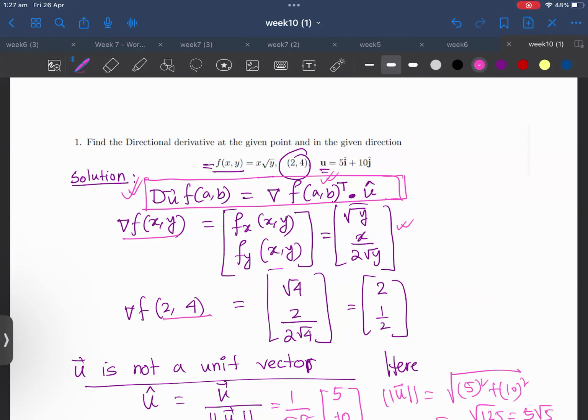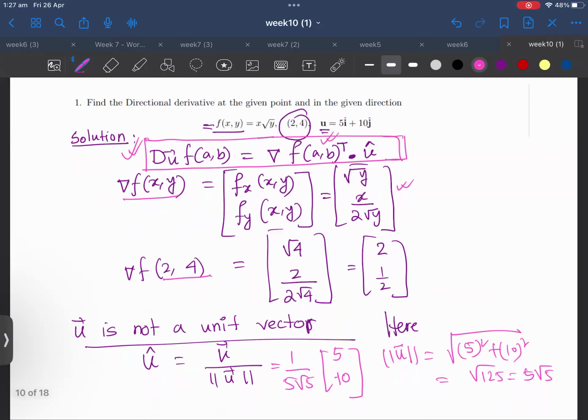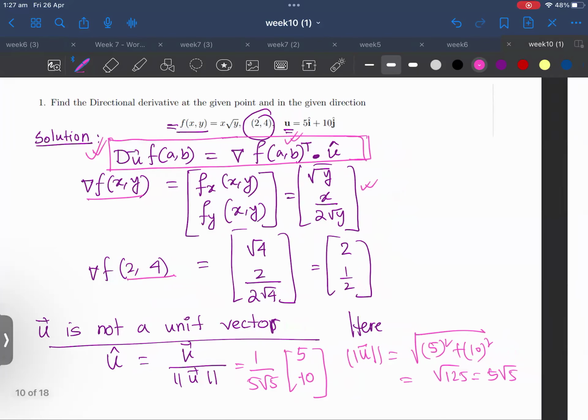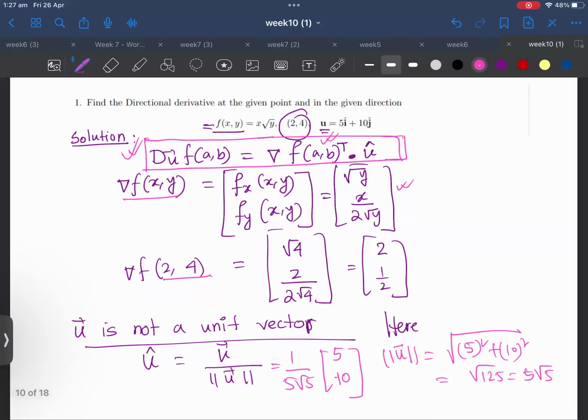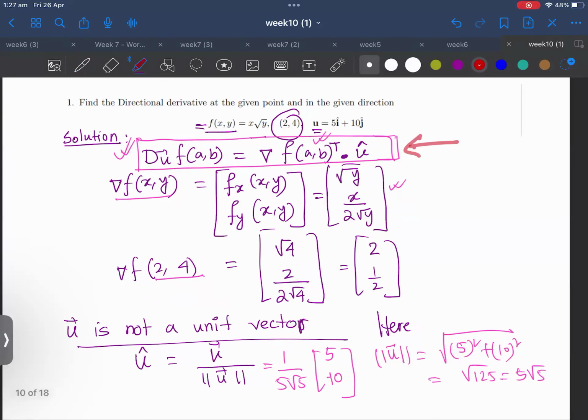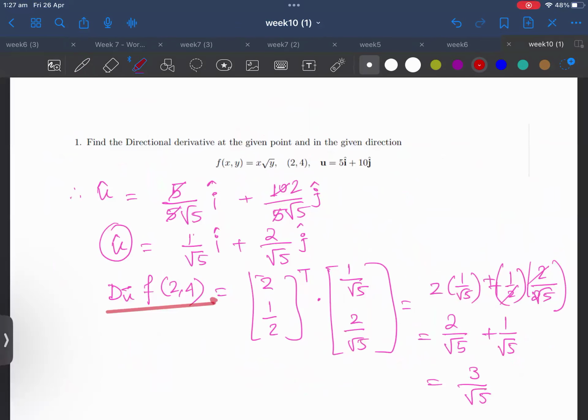So if you divide the u vector by the norm of the u vector, then you will get a unit vector. Once you get the unit vector, you need to plug all the information here that we have done exactly. So this is your final answer. This is your answer. Okay.